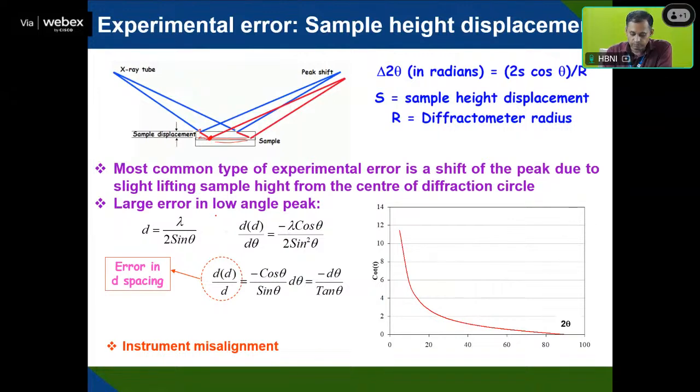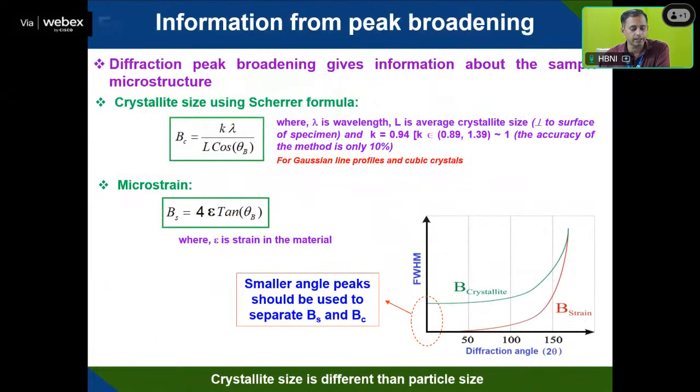A large error is generally seen in low theta peaks if the instrumentation is not properly done. You can see here, if you plot the change in d, delta d by d, which is delta theta by tan theta, that is cot theta, versus 2 theta, you can see this low intensity peak at low angle shows a large error in this case. So instrumentation misalignment has to be taken care of.